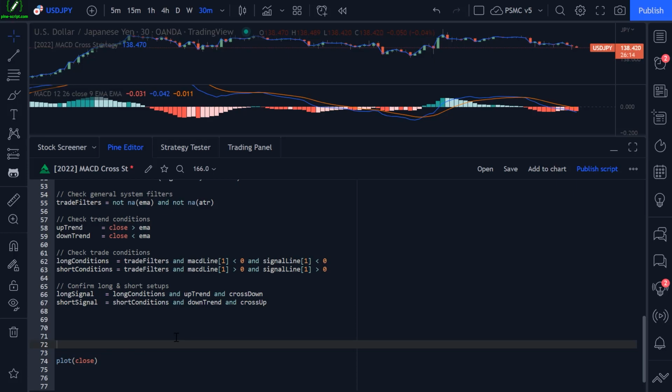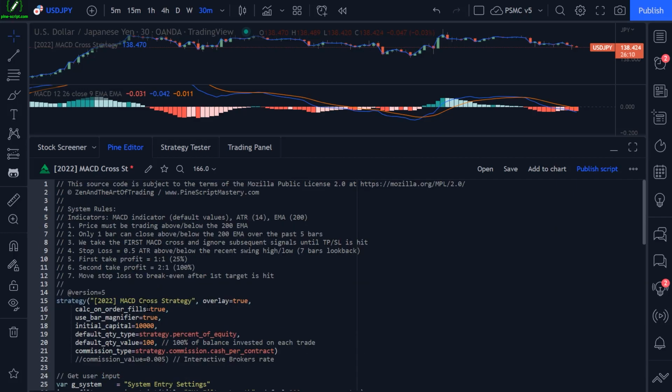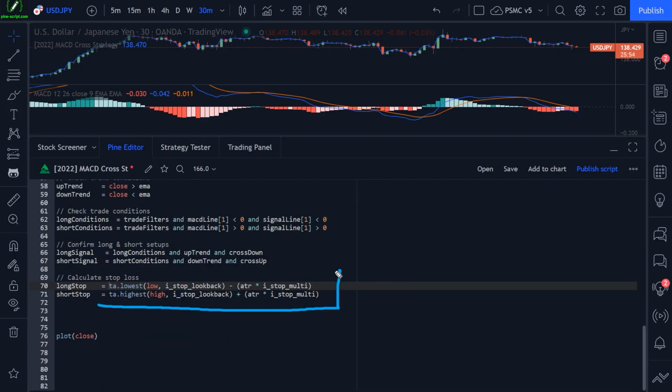So to begin with, we need to get our long stop and our short stop. Now remember, I said that for my variation of this MACD script, I'm going to be placing my stop loss half an ATR above or below the recent swing high or low, and the recent swing high or low is defined over a 7-bar look back. So that's what this code here does.